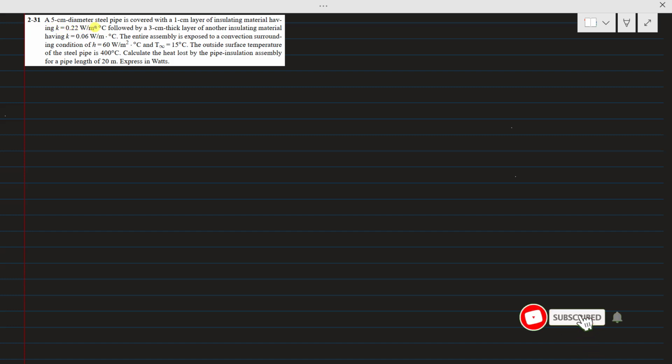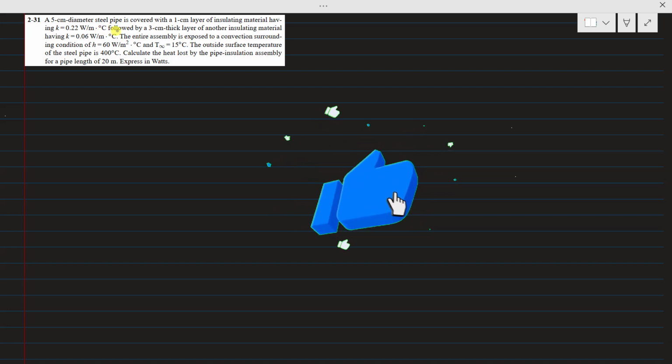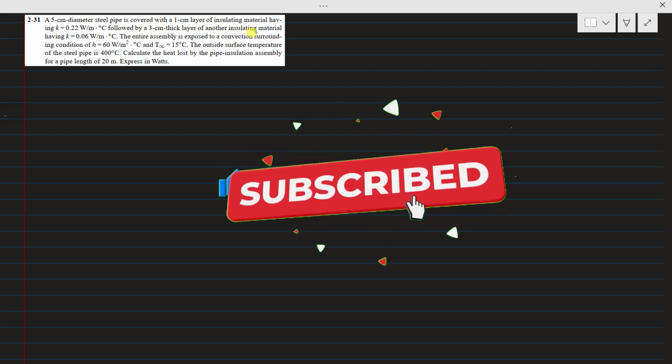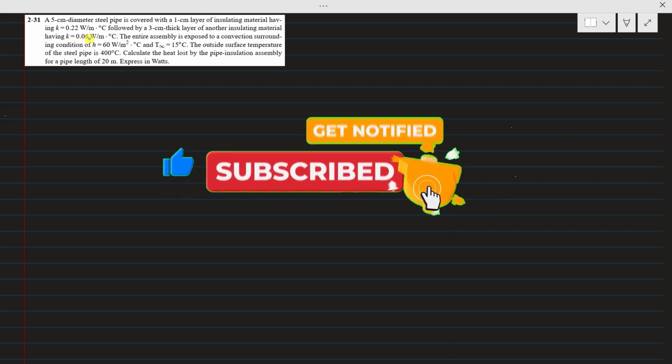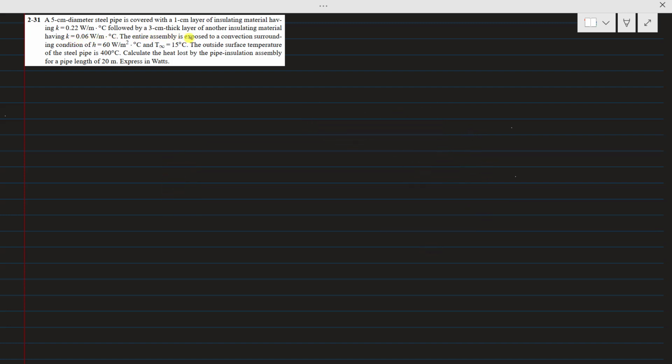A 5 cm diameter steel pipe is covered with a 1 cm layer of insulating material having thermal conductivity 0.22 watt per meter centigrade, followed by a 3 cm thick layer of another insulating material having K 0.06 watt per meter centigrade. The entire assembly is exposed to convection surrounding conditions of h equal to 60 watt per meter square centigrade, and the outside environmental temperature is 15 centigrade, and the outside surface temperature of the steel pipe is 400 centigrade. Calculate the heat lost by the pipe insulation assembly for a pipe length of 20 meter expressed in watts.